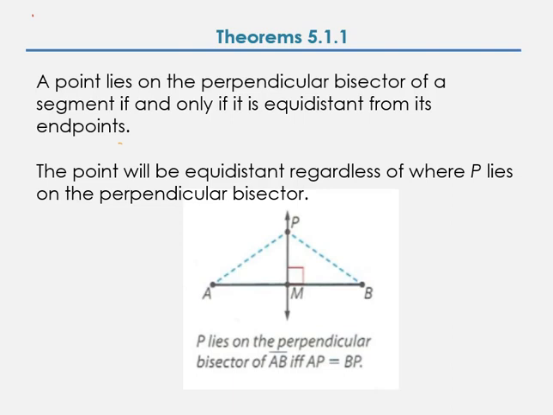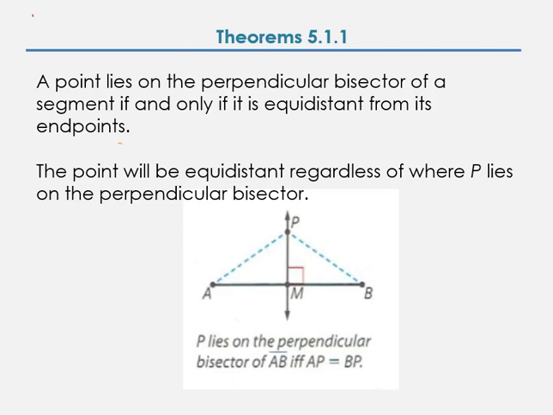Our first theorem is Theorem 5.1.1. A point lies on the perpendicular bisector of a segment if and only if it is equidistant from its endpoints. The point will be equidistant regardless of where point P lies on the perpendicular bisector.